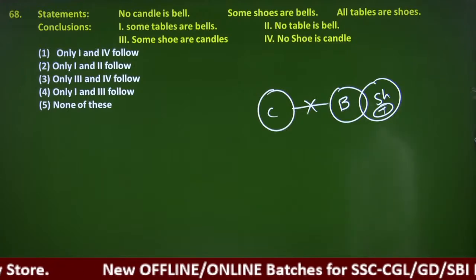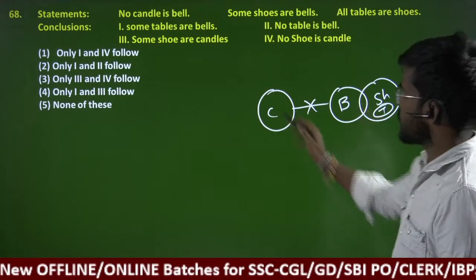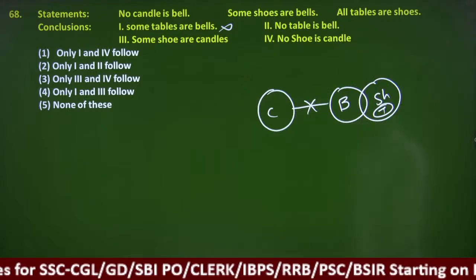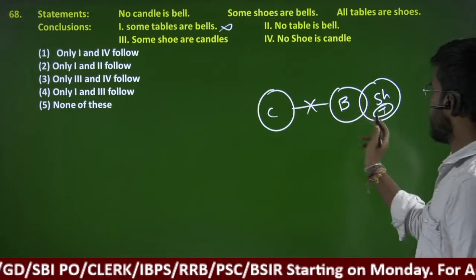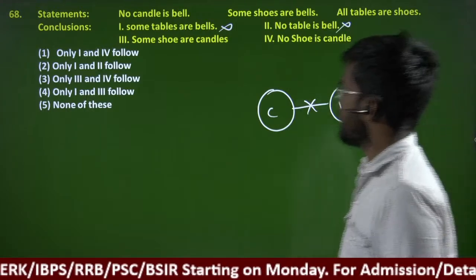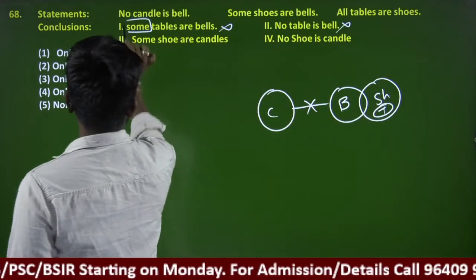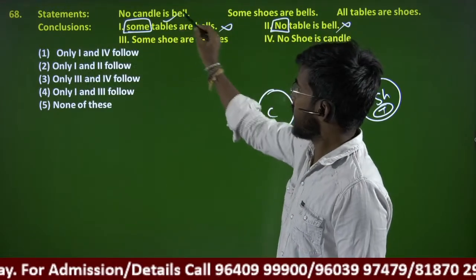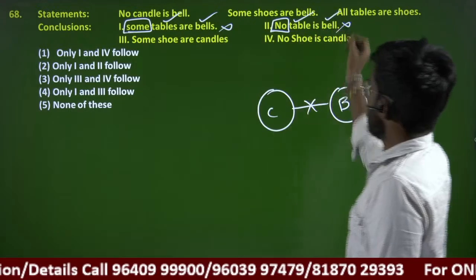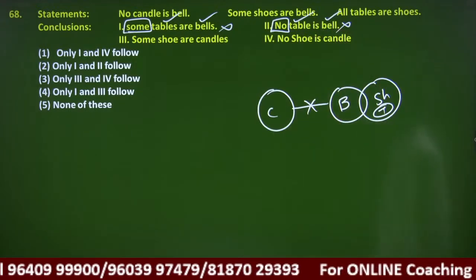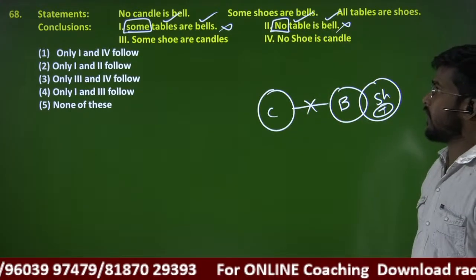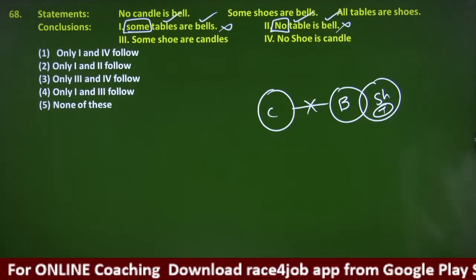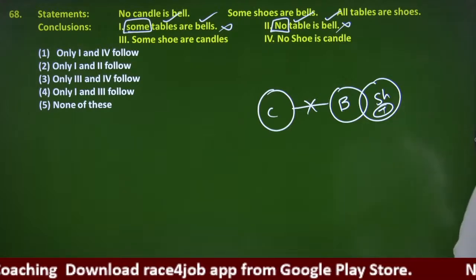Some tables are bells. There is no direct relation between table and bells. No table is bell. Here we can say that some is a positive statement, no is a negative statement, and both elements are same, and individually they are wrong. So we can say that either one or two follows.